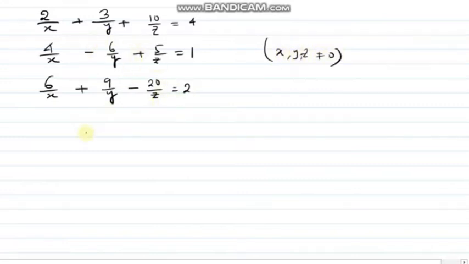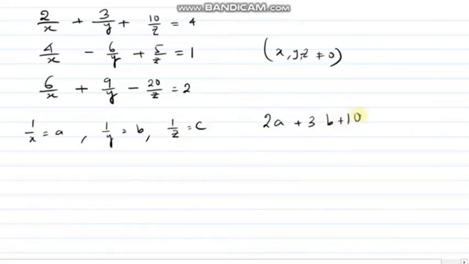For these equations, do you agree that x, y, z won't be equal to 0? Because they are in the denominator. So how to solve this? You will take 1 divided by x as a, 1 divided by y as b, and 1 divided by z as c. So the equation will transform to 2a plus 3b plus 10c equals 4.